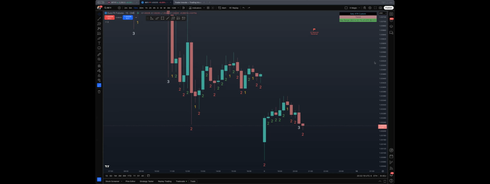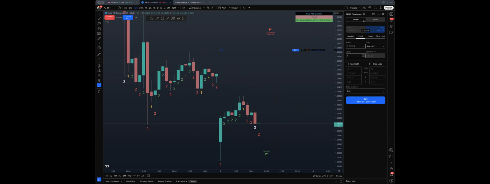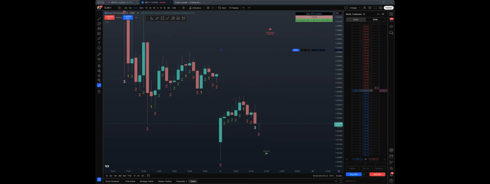Looking at the bid and ask, let me actually bring up the DOM. So yeah, there's no spread. This is the bid, this is the ask right next to each other. There's no spread at all, which is what I love about futures. So definitely something to consider.